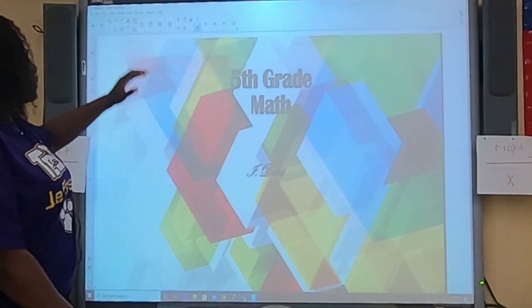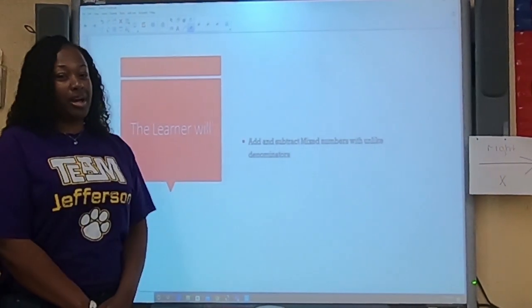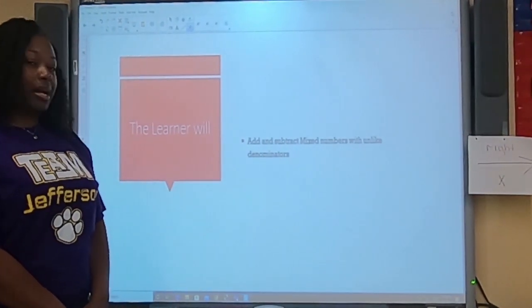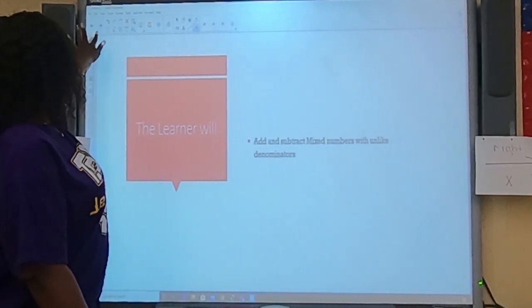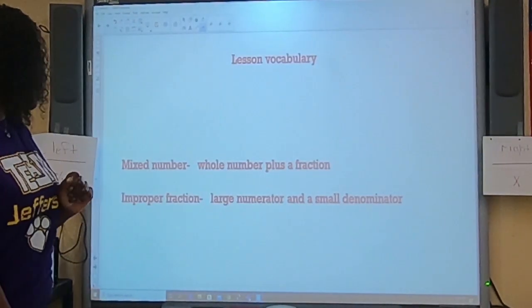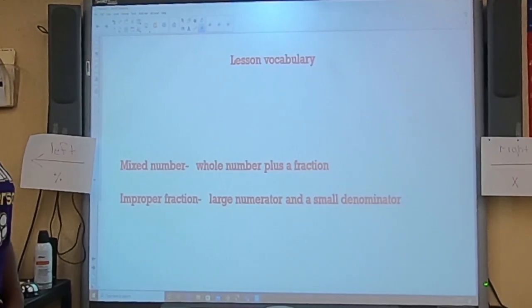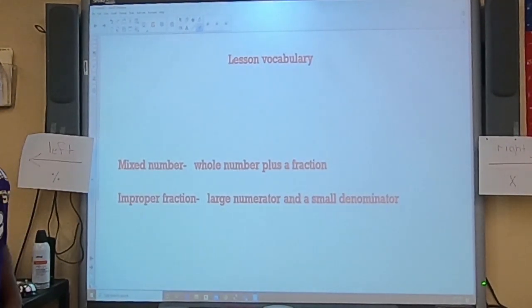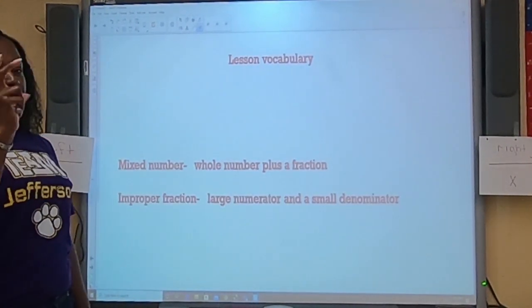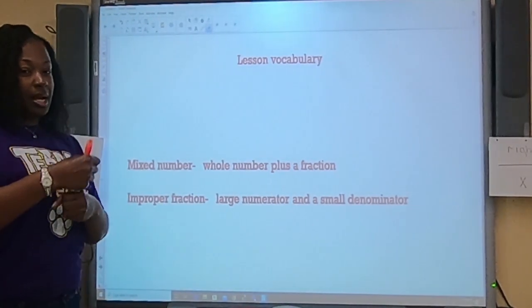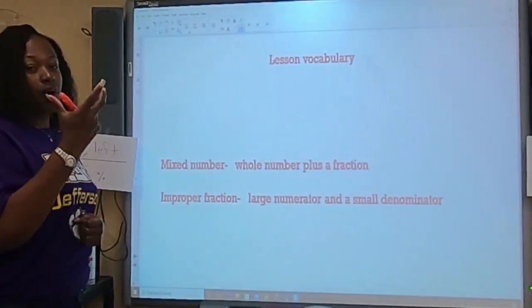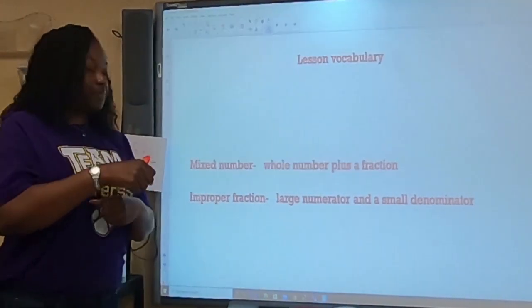And in today's lesson, we are going to review how to add and subtract mixed numbers with unlike denominators. Let's start with our vocabulary. First thing we need to know for today's lesson is what a mixed number is. A mixed number is simply a whole number plus a fraction. I repeat, a mixed number is simply a whole number plus a fraction.